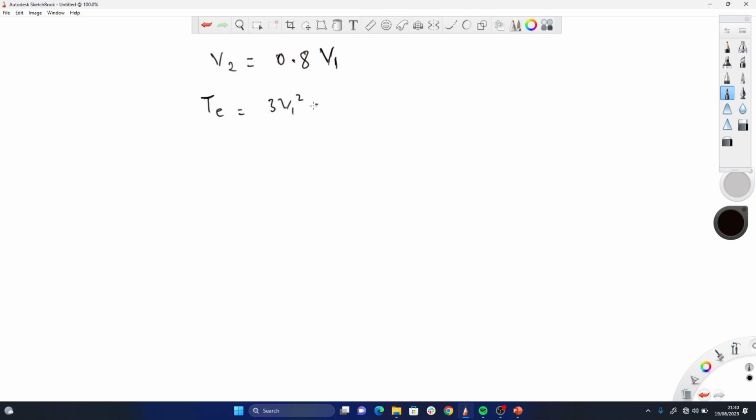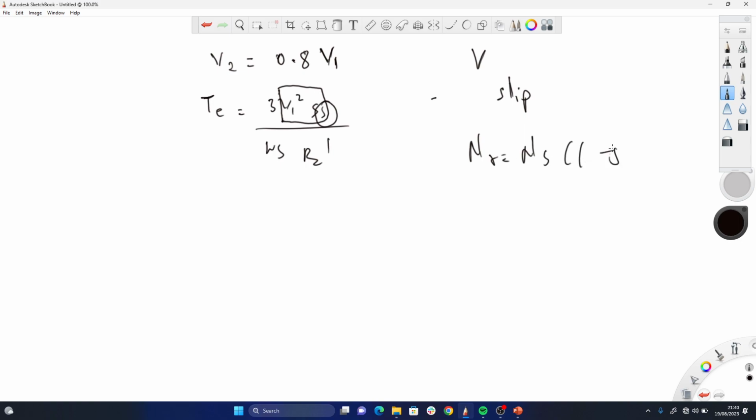3V1 squared slip over omega s R2 prime, right? So here, let me find a relationship between V1 and slip so that I can find a new slip, because varying the voltage causes the slip to change. So if I find a new slip, I can go ahead and use my NR is equal to NS(1 minus slip). So I have to find the new slip at the new voltage.